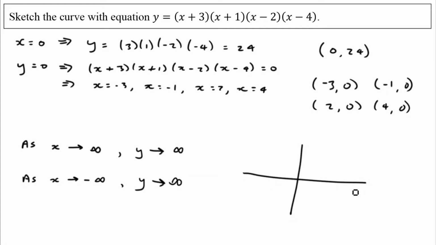Intuitively, this means that as we go either in this direction or this direction, then the y value gets bigger and bigger. So the curve will come in from a very high up value, maybe come down and do some stuff, and then end up again in a very high value. Let's plot this information.